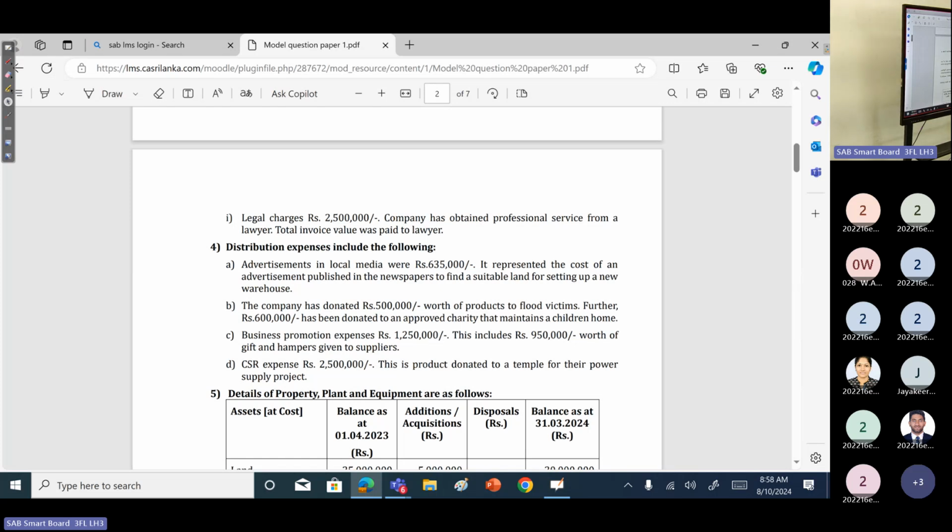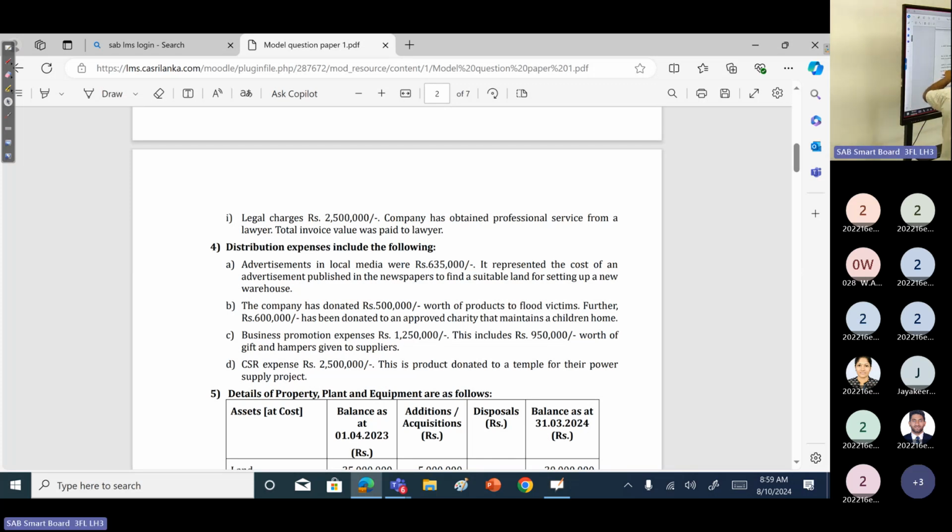Total value has been paid. And remember, the legal charge paid to a lawyer, an independent professional service provider, is subject to withholding tax at 5% if the monthly payment is more than 100,000. So they have paid 2.5 million. If the monthly payment is more than 100,000, then they have to deduct 5% withholding tax. They have paid the total amount, so therefore they failed to deduct withholding tax. As per the law, section 10 especially says that until they have deducted and paid the withholding tax, they cannot claim this expenditure. This is a disallowable expenditure. Right?